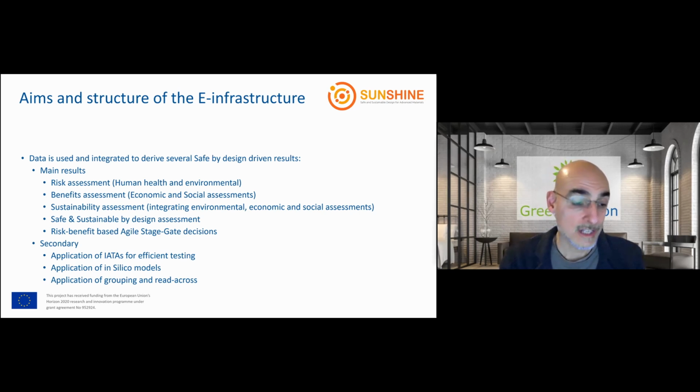We also have some secondary results, which means some results that are used in order to get the results of the main part, but they can still be used alone by themselves. So application of IATAs for efficient testing, application of the in silico model, and also of the grouping and read-across models. So all of these can be run separately without having to do the overall assessment.